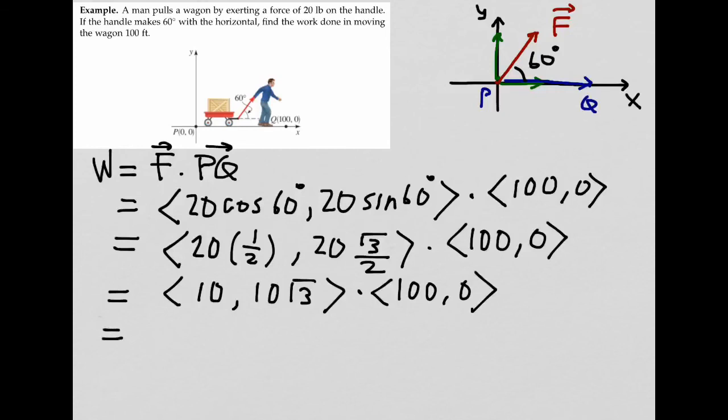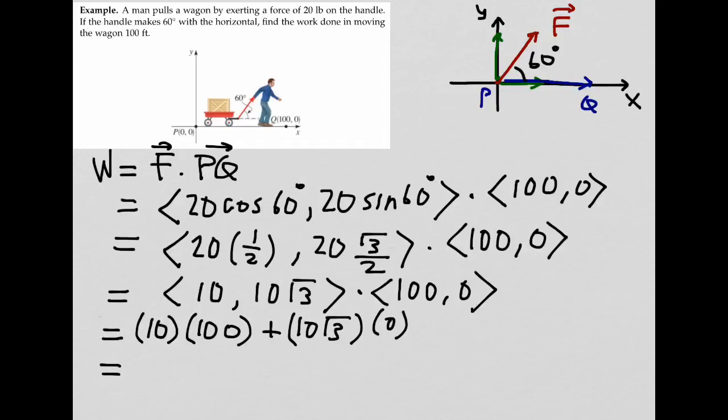Let's compute the dot product. That's 10 times 100 plus 10 root 3 times 0. So the work done in moving the wagon 100 feet is 100 times 10, which is 1,000 foot-pounds.